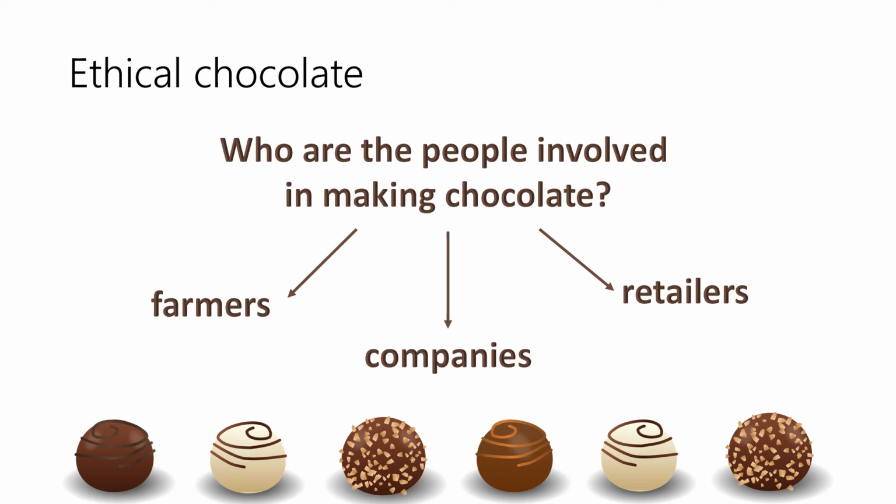You probably knew the answer. Farmers are the ones who produce the cocoa beans, chocolate companies make the chocolate, and chocolate retailers sell it. They are all important. They all play an important role in getting chocolate to us, the consumers.